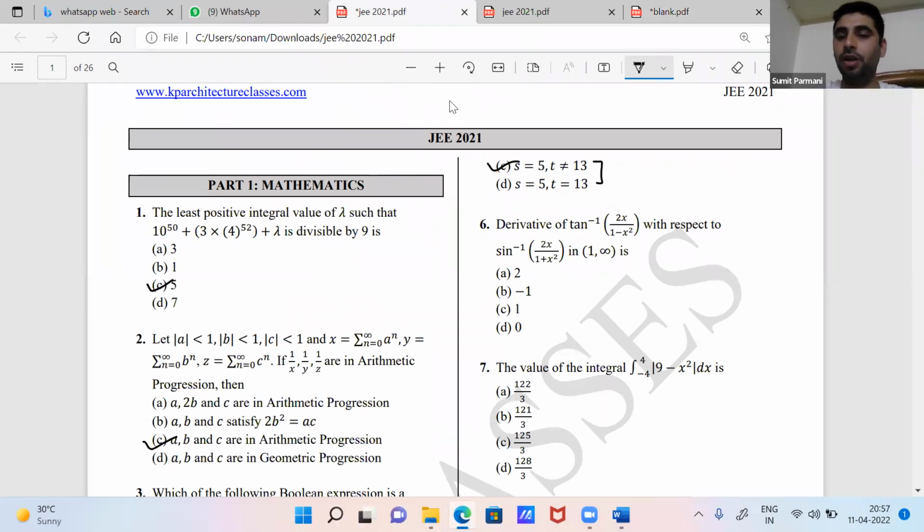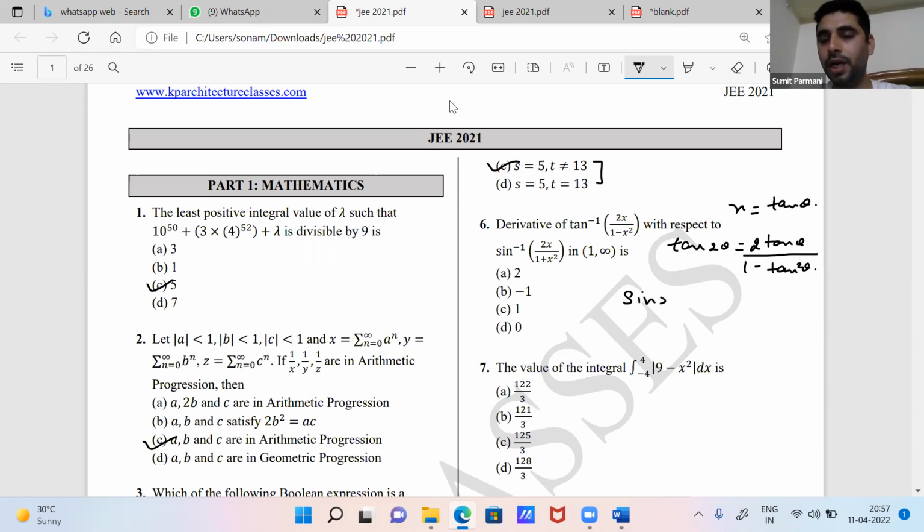S is equal to 5 and t should not be equal to 13. Okay, for the sixth one, put x equals tan theta. We know that tan 2 theta is 2 tan theta divided by 1 minus tan square theta, and sine 2 theta is written as 2 tan theta divided by 1 plus tan square theta. So directly here we can substitute tan inverse tan 2 theta is equal to something.